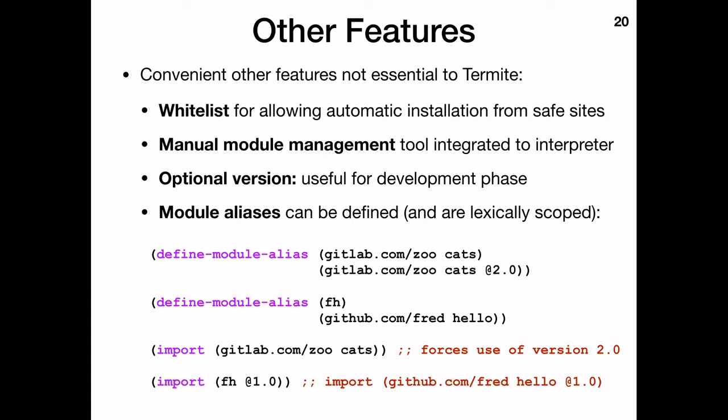There's a manual module management integrated into the interpreter to allow installation and uninstallation of modules. There's optional version. It's not required to use a version when importing a module. It's useful for the development phase, but it's encouraged to use the version in the release of the module. It guarantees the stability of the module if the dependent module updates.